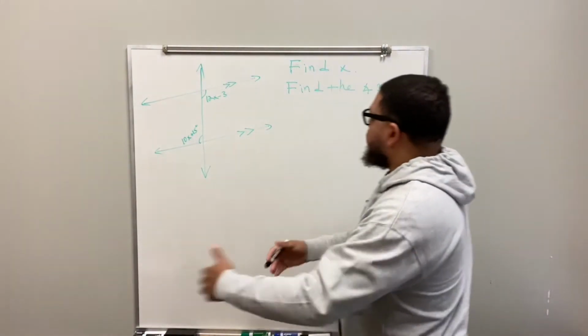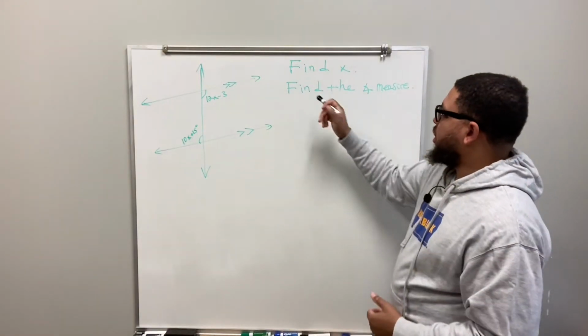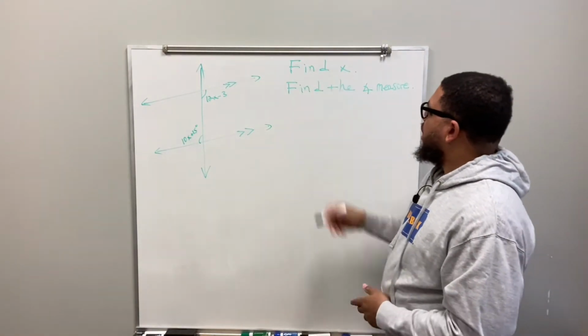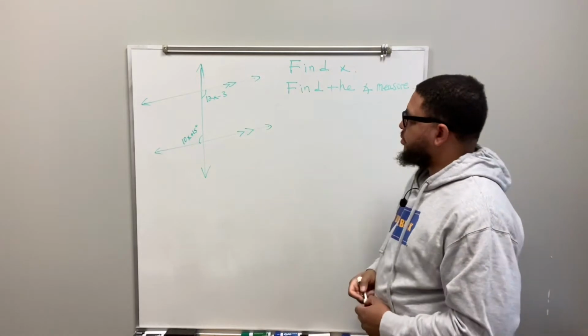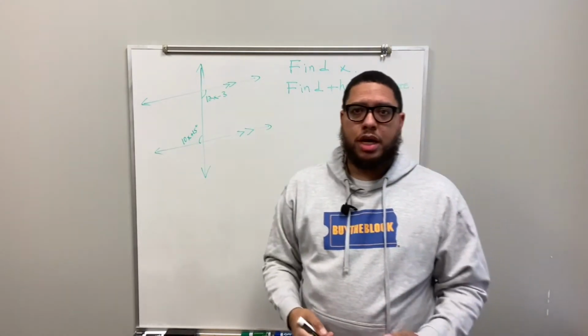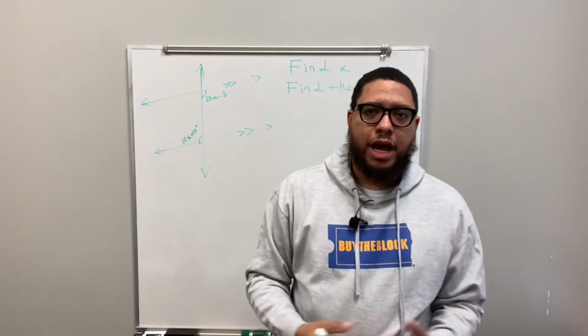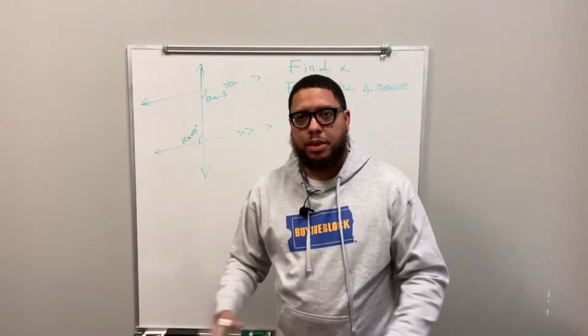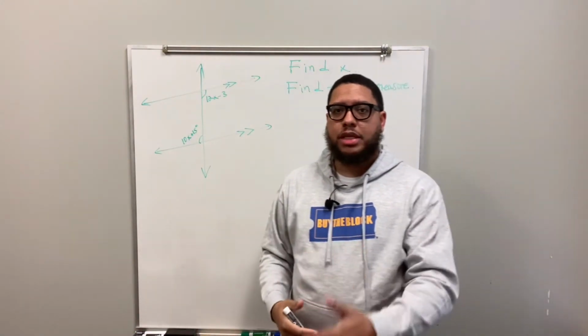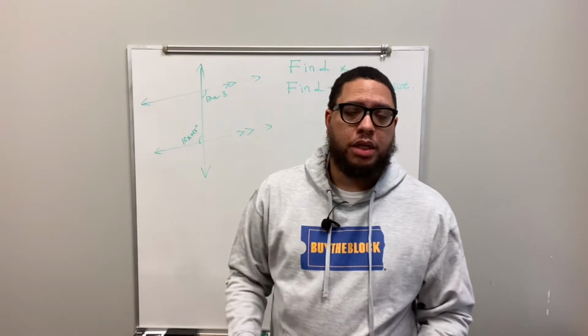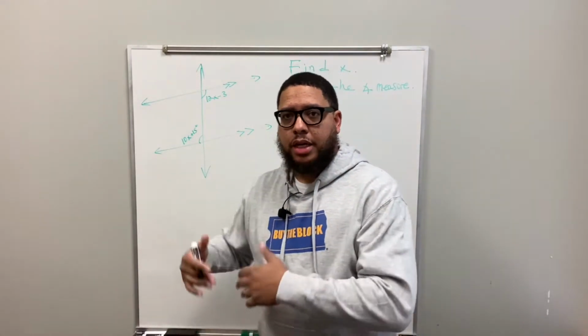Now, what are our instructions though? Check this out. Find x and find the angle measure. I say this all the time: geometry is just algebra 1 with shapes. That's basically all geometry is. That's why we need to have a solid foundation in algebra 1 in order to really attack and understand and solve geometry problems.